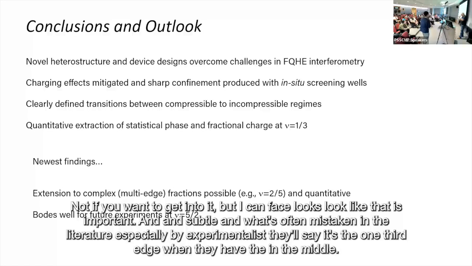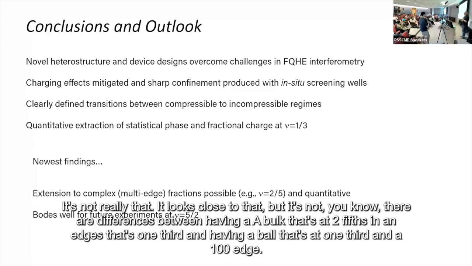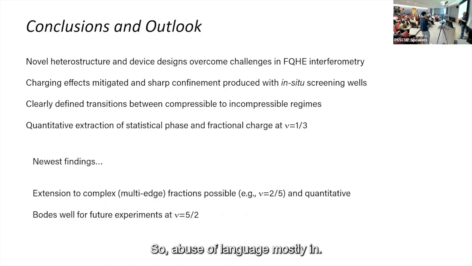Now, if you want to get into what the actual phase looks like, that is important and subtle. What's often mistaken in the literature, especially by experimentalists, is that they'll say it's the 1/3 edge when they have the 2/5 in the middle. It's not really that. It looks close to that, but there are differences between having a bulk that's at 2/5 and an edge that's 1/3, and having a bulk that's at 1/3 and a 1/3 edge. But it's mostly an abuse of language in the literature.